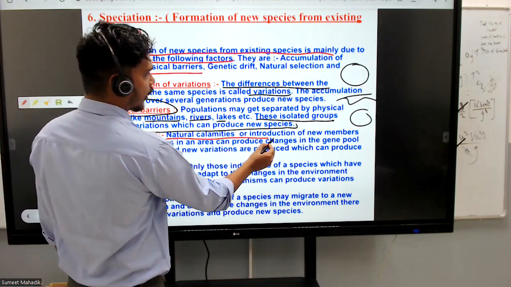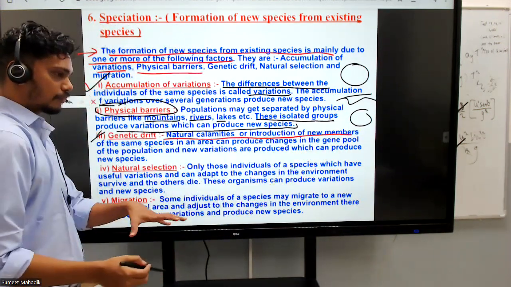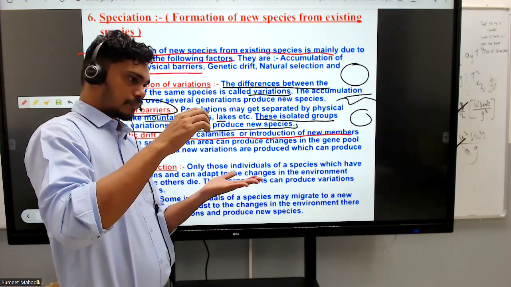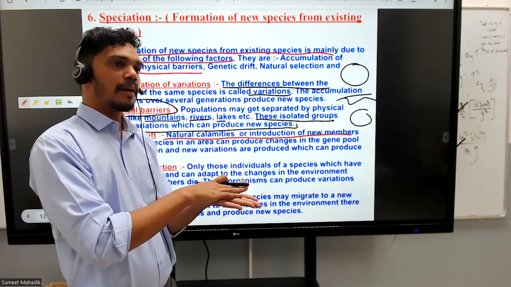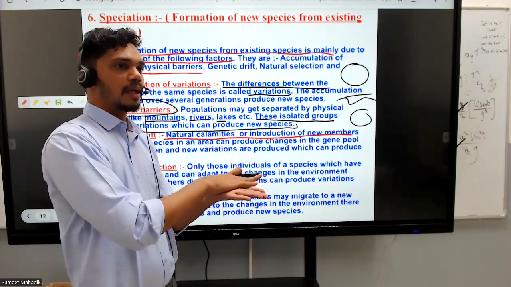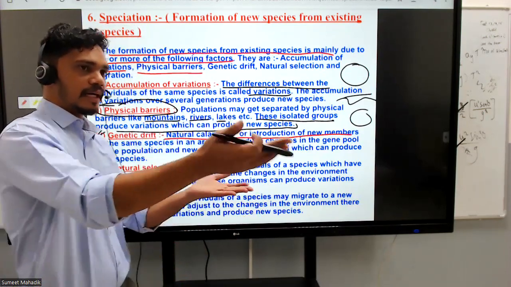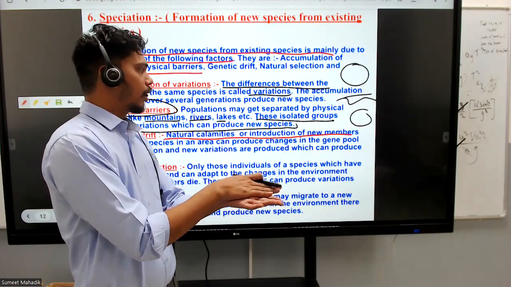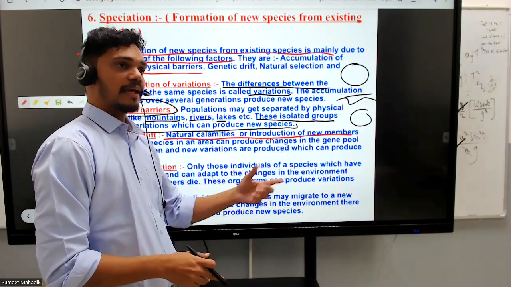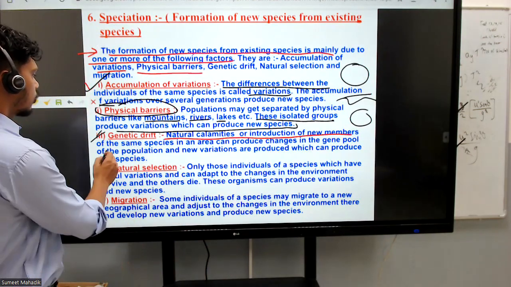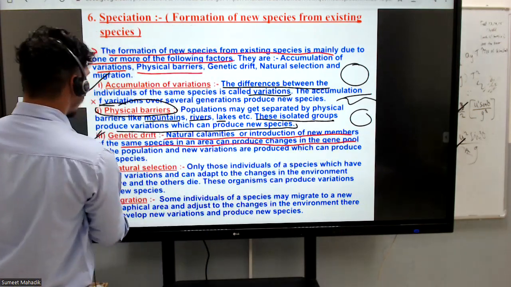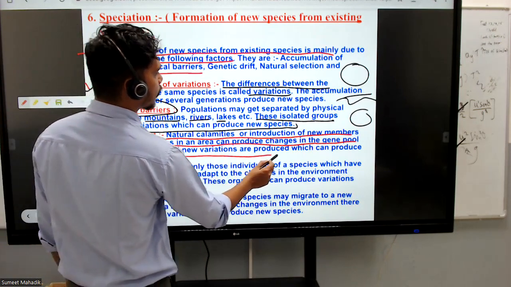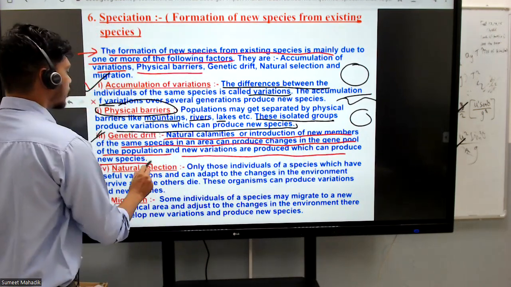Natural calamities or the introduction of new members. Right now, the population of the area is particularly low because of natural calamities. People move from here to there. That's migration. But suddenly the introduction of new genes in the particular area leads to what? Genetic drift. So the same species in an area can produce changes in the gene pool of the population, and new variations are produced which can produce new species.